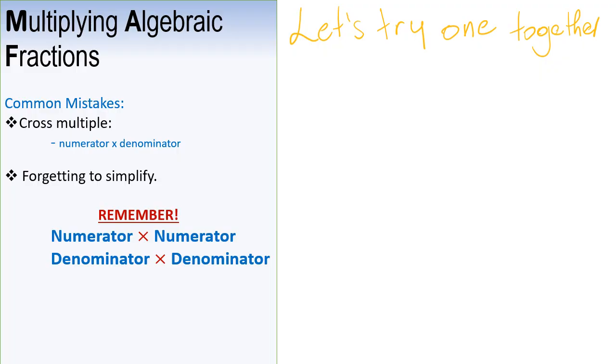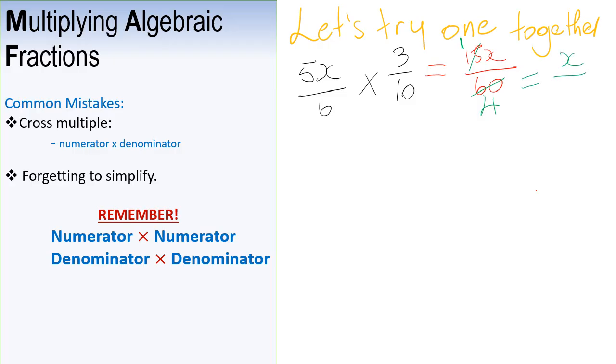So let's go ahead and try one on our own, or let's try it together in some sense. I want you to pause the video and I want you to try this one on your own before you check the answer. It's 5x over 6 multiply 3 over 10. So from here you can go ahead and just multiply right across. 5x times 3, that's going to give you 15x over 6 times 10 is 60. And from here you simplify 15 into itself 1 time, and 15 into 60 goes 4 times. So your answer is x over 4.